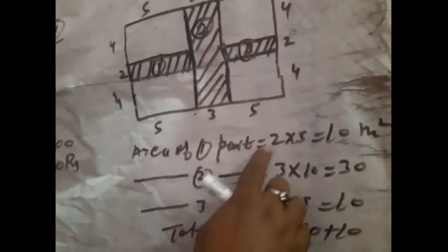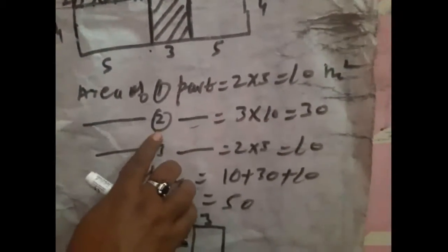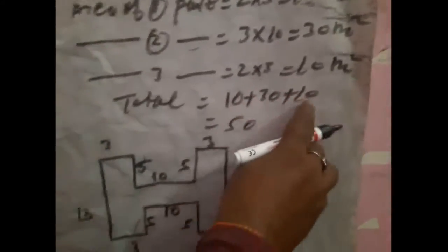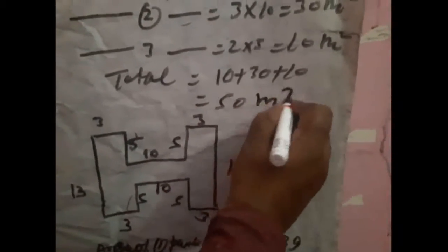So first part's area is 2 into 5, 10 meter square. Second part's area is 3 into 10 equal to 30 meter square. And third part's area is 2 into 5 equal to 10 meter square. Total area, meaning total shaded area, is equal to 10 plus 30 plus 10, which is equal to 50 meter square.